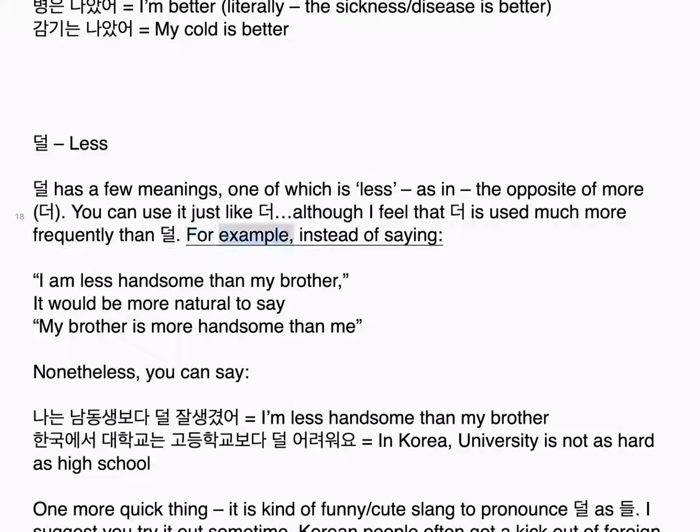덜. For example, instead of saying, I am less handsome than my brother, it would be more natural to say my brother is more handsome than me. Nonetheless, you can say, 나는 남동생보다 덜 잘생겼어. I'm less handsome than my brother. 한국에서 대학교는 고등학교보다 덜 어려워요. In Korea, university is not as hard as high school.